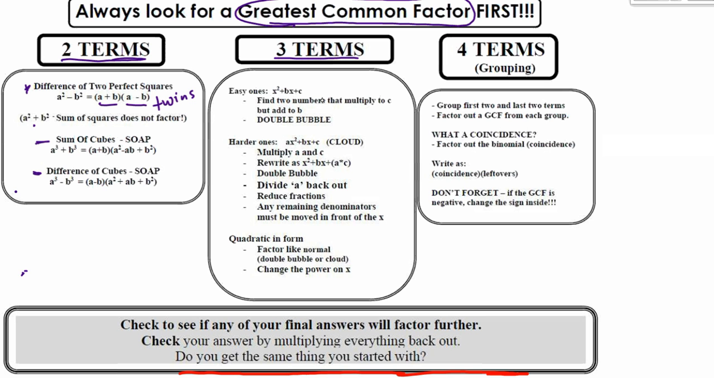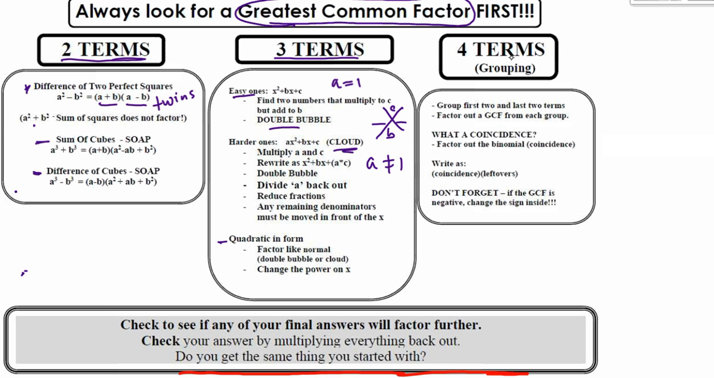If there are three terms, these are the easy ones where the a equals 1, and you just double bubble them. Or we did the x, right? Two numbers that multiply to c but add to b, and then those are your two numbers that go in your bubbles. The harder ones, and this was when a was not equal to 1, I showed you how to use the cloud. You're welcome to use any method that you want. It's completely up to you. Quadratic in form we haven't talked about yet. We'll get to that when we get to higher powers.